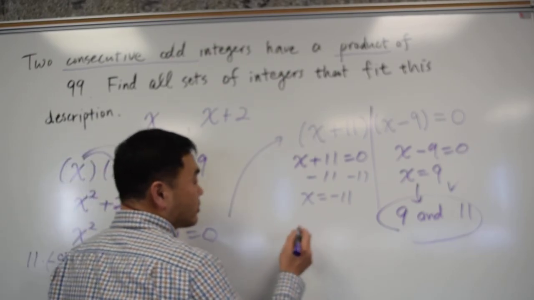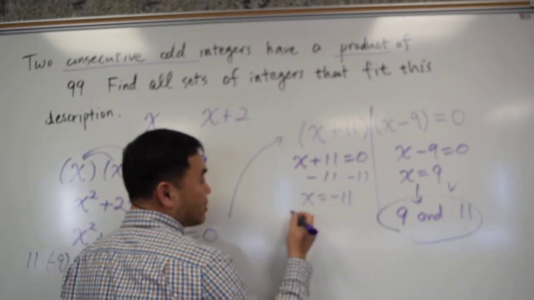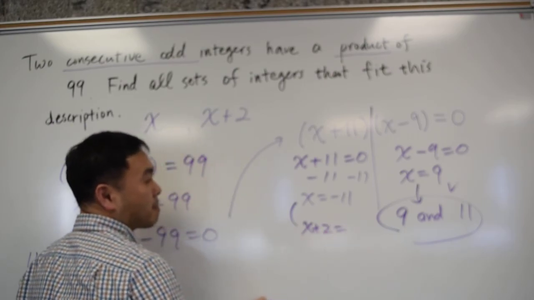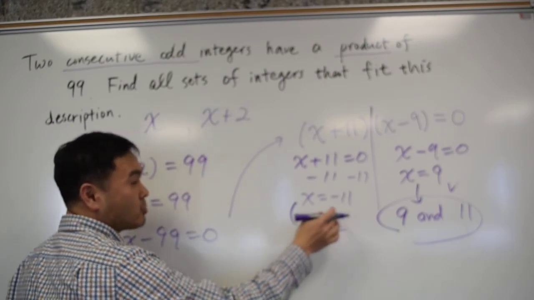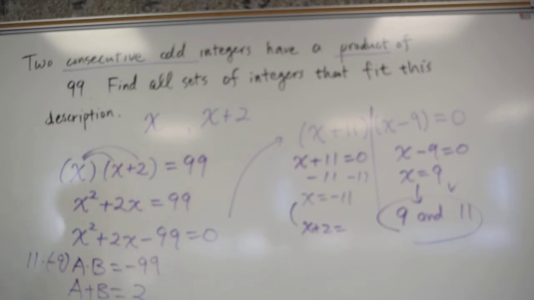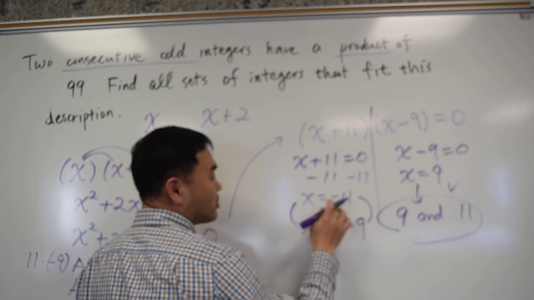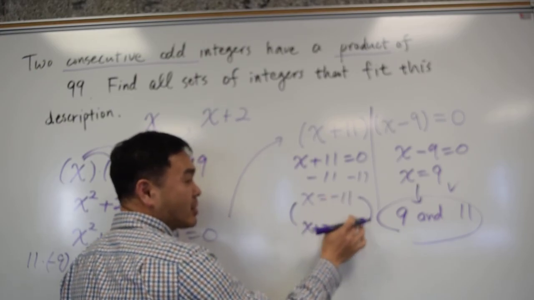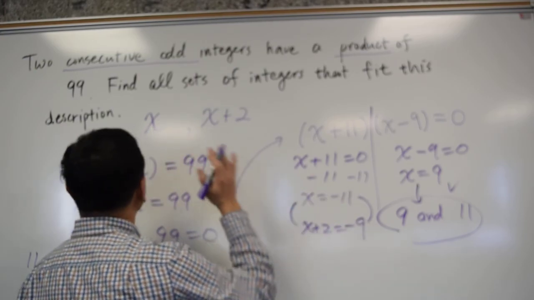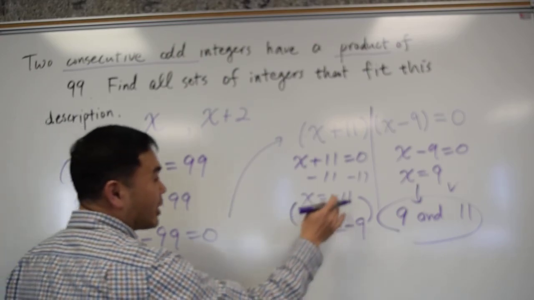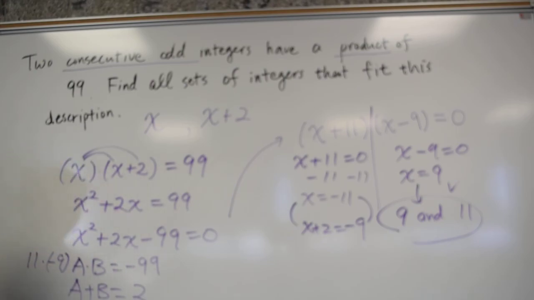So if x is negative 11, let's think about what x plus 2 is. What's 2 added to negative 11? Negative 9. Now, multiply these two. Negative times negative is positive. 11 times 9 is 99. So you do get 99, right? So we see that this is, again, another set that does work.